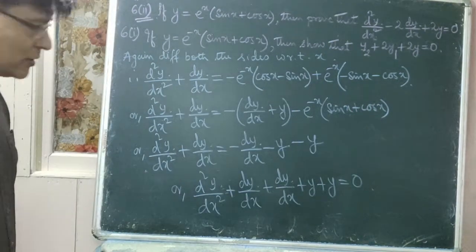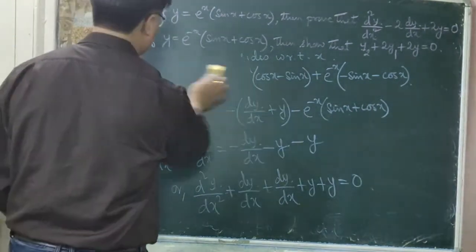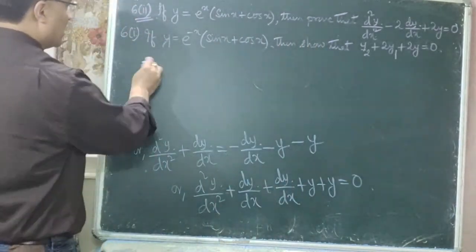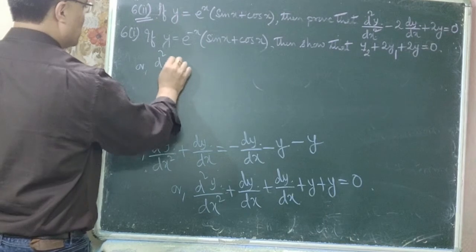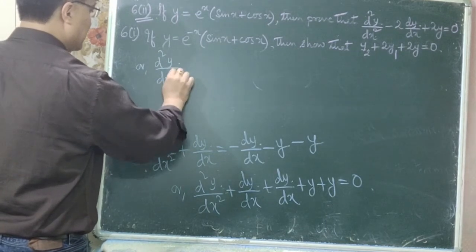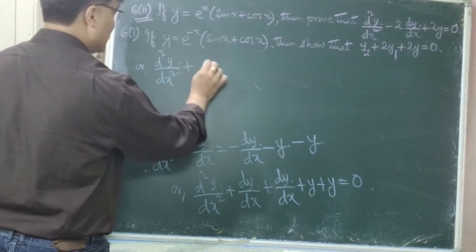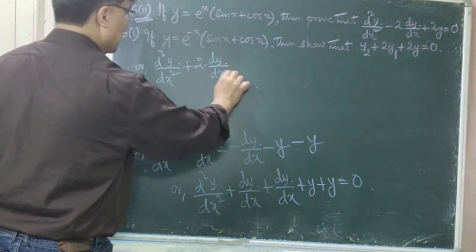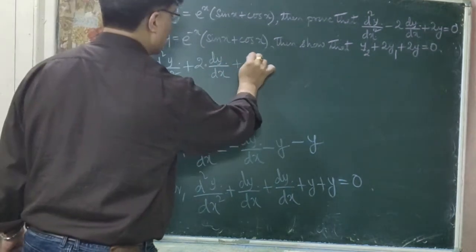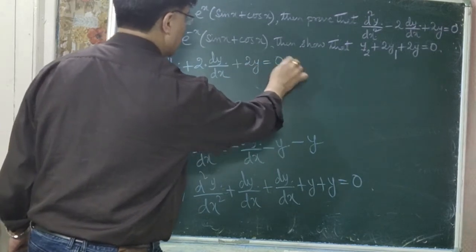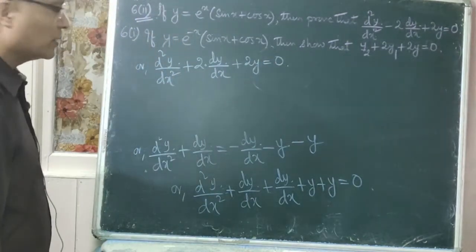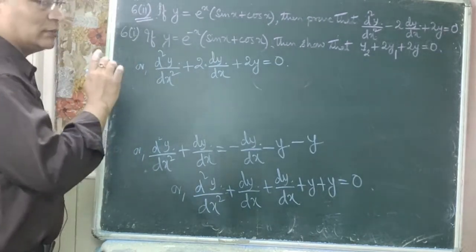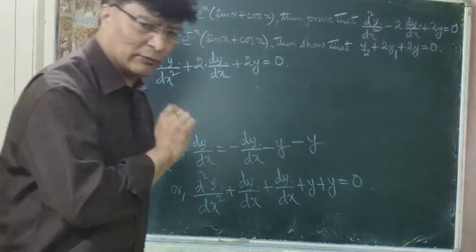So I think you have understood it. Let us simplify it. So let us simplify it once again. This is your d2y by dx square. Next, plus dy by dx is 2 into dy by dx. Then plus y is 2y, which is equal to 0. Is it clear now? So now, in the question, write it the way it is given in the question.